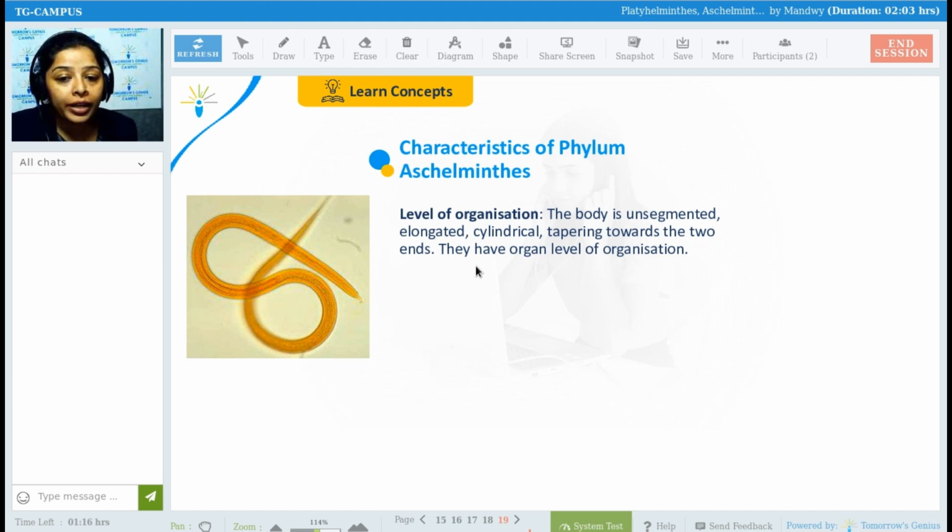They have an organ level of organization, because we have seen in the Platyhelminthes, from here till the mammals, now we all will have an organ level of organization. Their body is not segmented and the shape is quite elongated, stretched. Okay, they are elongated, cylindrical in shape, and both the ends are quite tapered. Especially the tail end is very tapered and makes a very pointed end, as compared to the mouth side.